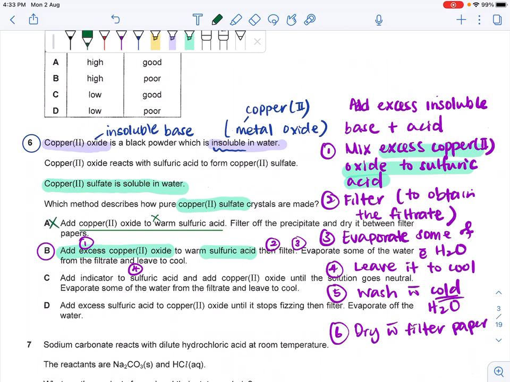For option C, add indicator, this is actually a titration method, so this is also out. Next, option D: we want to add excess solid, not excess acid, so this part is also wrong. And stop fizzing: in the first place, this is an acid plus base reaction. There is only salt and water, so there is no gas given out. So this is a wrong concept.